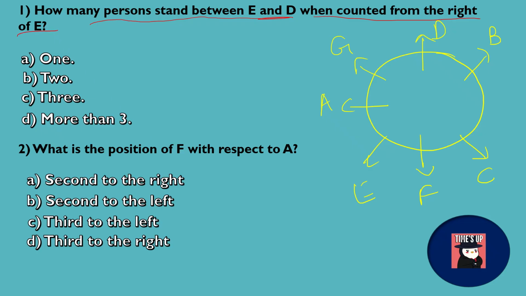Time up. First question is, how many persons stand between E and D when counted from the right of E? So when you count from the right of E, how many persons are there between E and D? 1, 2. Two persons are there. So B is the correct option.